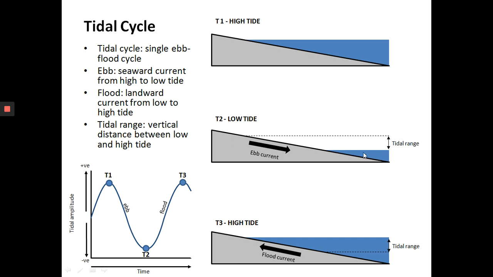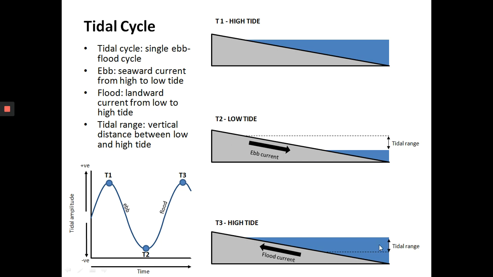So what happens also is that you get a current moving from land to the sea. You know, the shoreline is moving seaward from here to here, and water is also moving laterally because of this. And this current is called the ebb current. It is the seaward current from high to low tide. Right? Then you reach low tide during time 2, which is here.